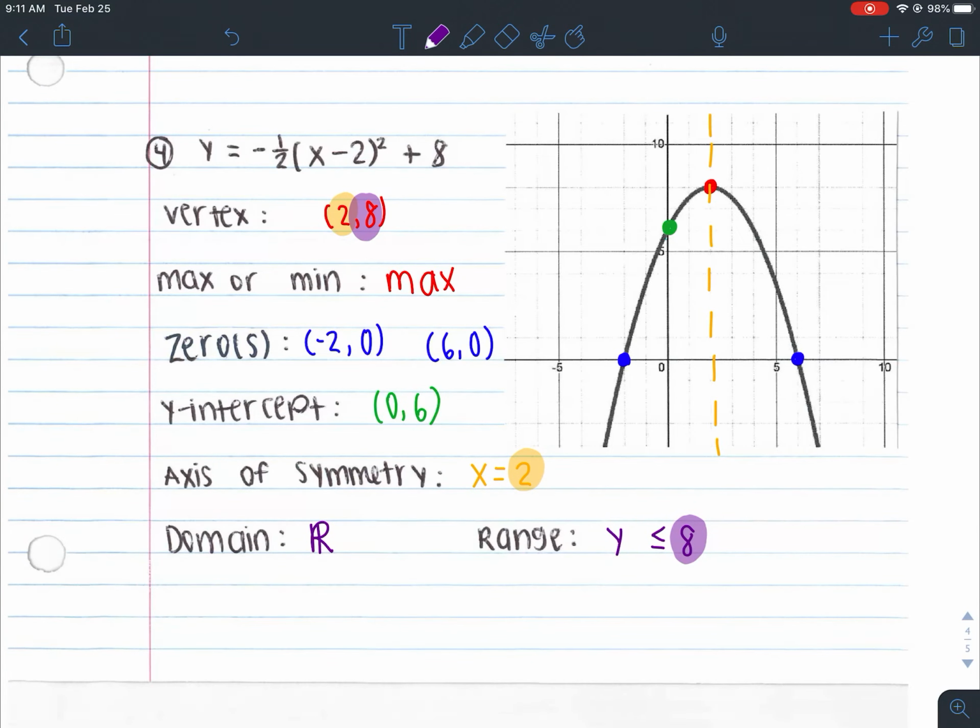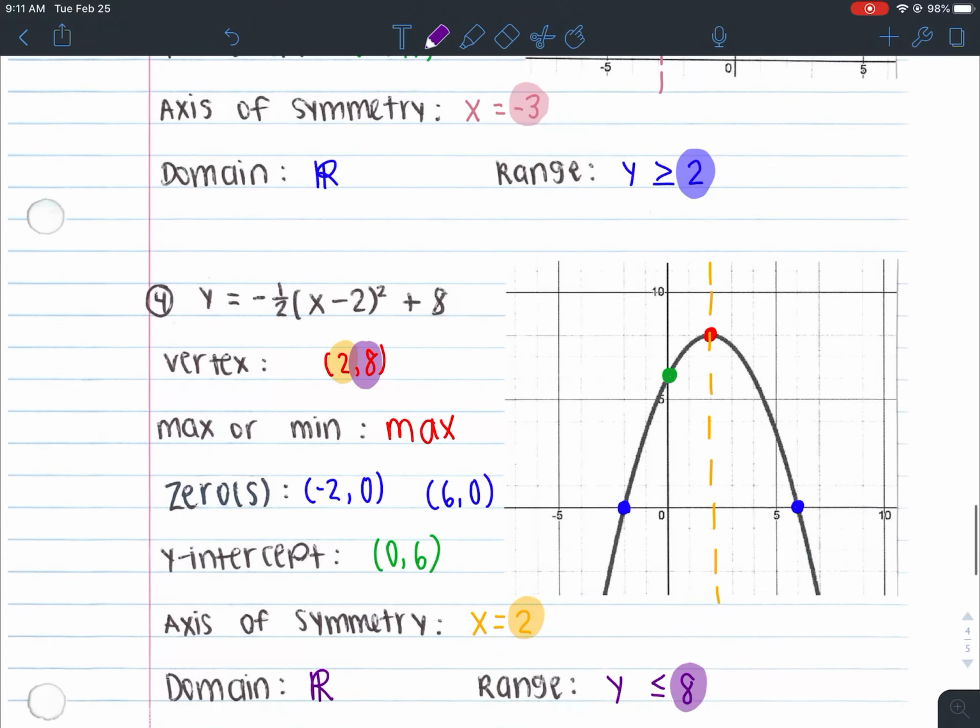All right, so that is it for just identifying parabolic parts. So these are parabolas, and we were just identifying all of their key features.